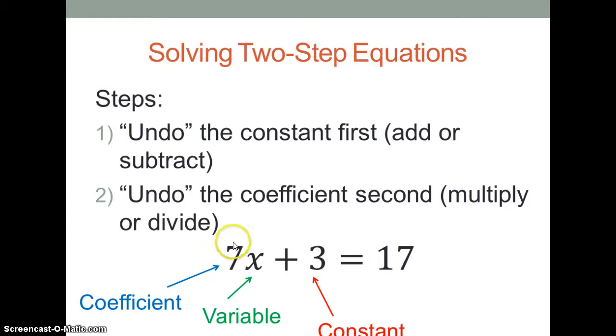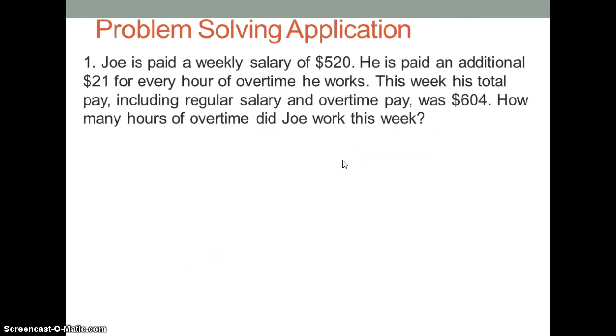So first thing you want to do is undo the constant by doing the opposite. And then second, undo the coefficient by doing the opposite, which would be either multiplying or dividing. So in the first one, it says Joe is paid a weekly salary of $520. He is paid an additional $21 for every hour of overtime he works. This week, his total pay, including regular salary and overtime pay, was $604. How many hours of overtime did Joe work?